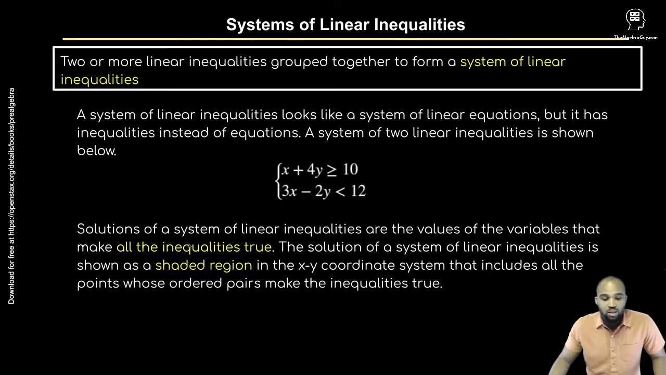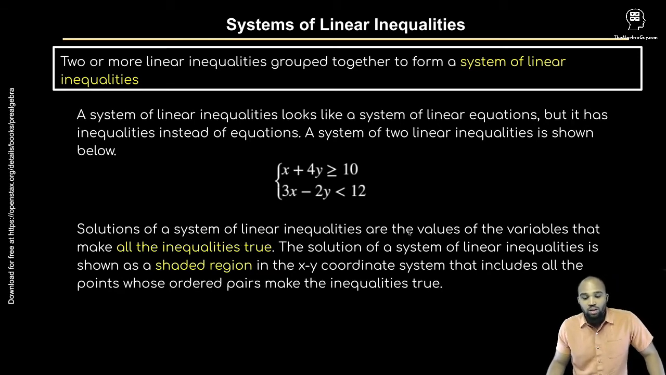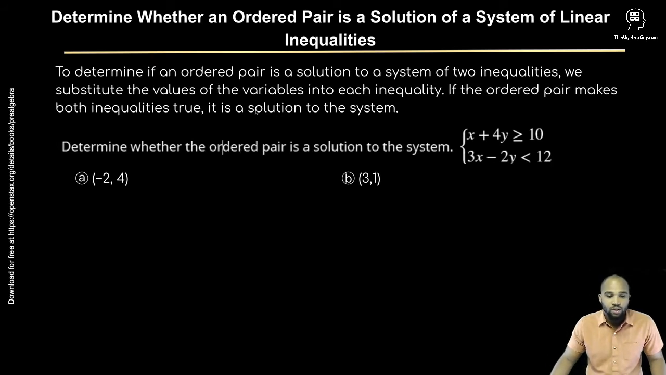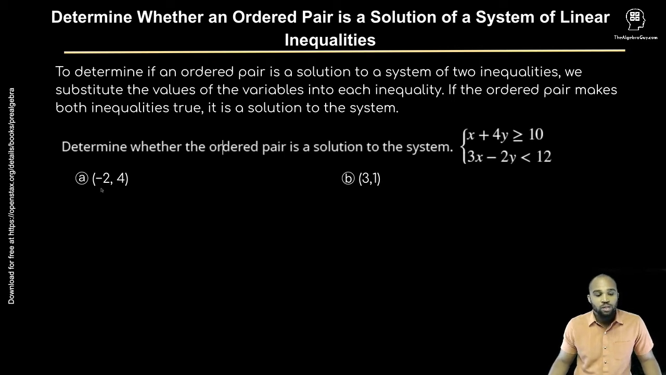Solutions of a system of linear inequalities are the values of the variables that make all the inequalities true. In other words, we're going to shade in a region and not just a point, where both inequalities are going to cross on the graph. We'll look at that here in a second. Let's first start by determining whether this ordered pair is a solution to this system. As before, we can just plug in these points to see if it's true for both.